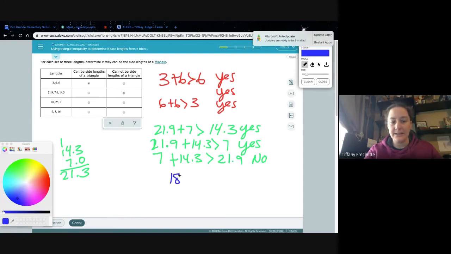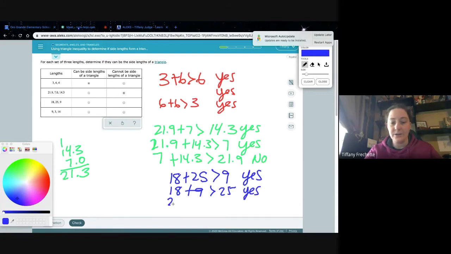So we have 18 plus 25 is greater than 9. Both of these numbers start off greater than 9, so I know if I add them, I'm going to get something greater than 9. 18 plus 9 is greater than 25. So this one you might have to actually add and test it out. If I add these two together, I get 27. 27 is greater than 25. So yay, we get it.